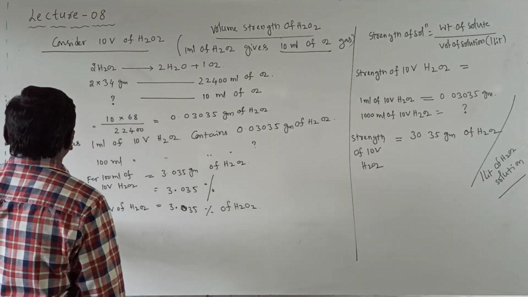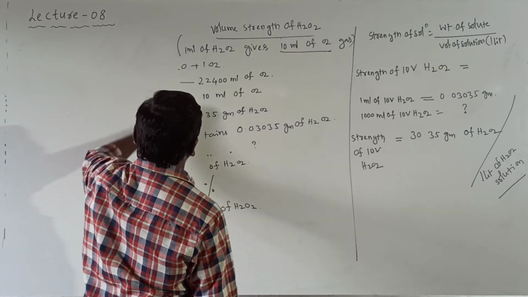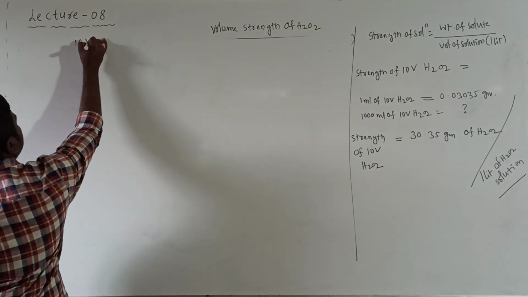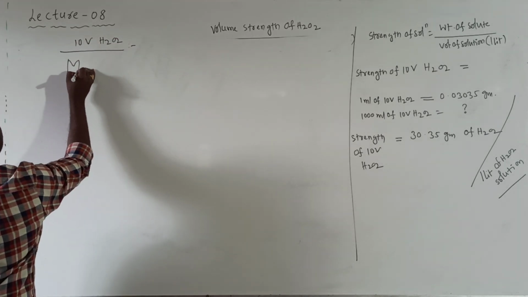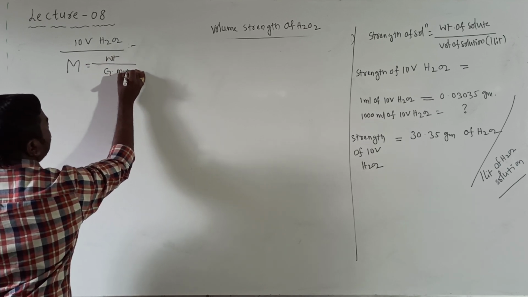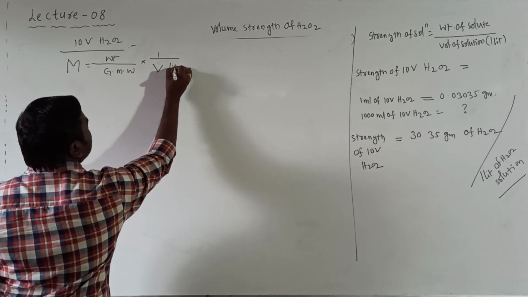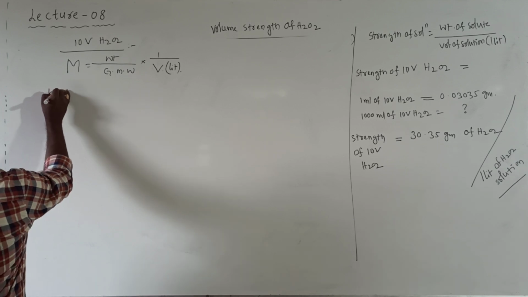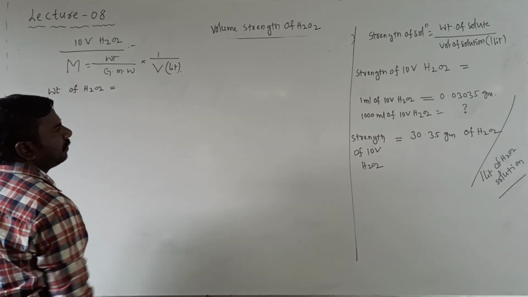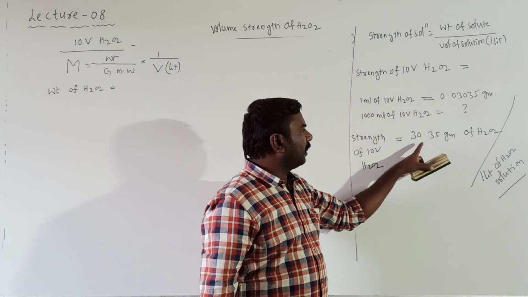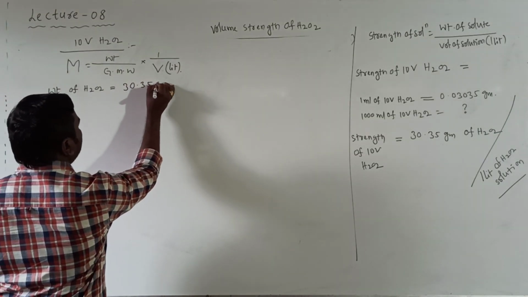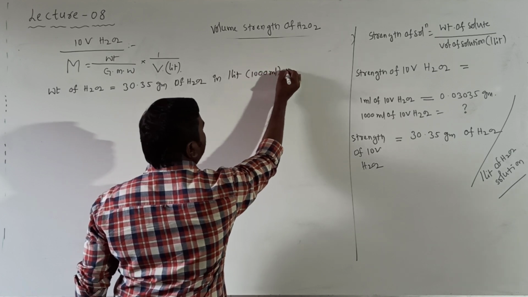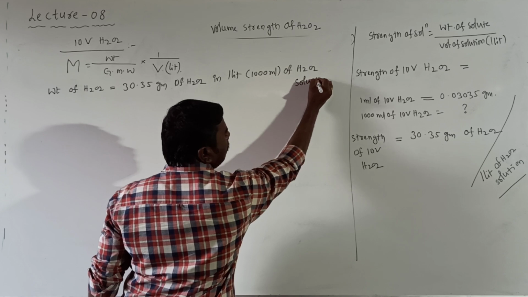molarity we will calculate now. Molarity for 10 volumes of H2O2 considered. Generally, the molarity formula is mass by gram molecular mass into 1 by volume of solution in liters. It is the formula. So, liter means 1000 ml. Then the weight of H2O2 in 1 liter is 30.35 grams. It is nothing but 1000 ml of H2O2 solution. Clear this point, all of you?